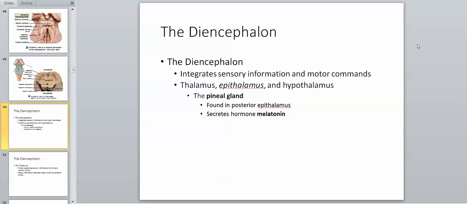All right, so in the last series, we talked about the brainstem. We focused mainly on the brainstem, starting with the medulla oblongata, then moving into the pons, and then the midbrain. Now we can start to talk about the diencephalon, which is between the brainstem and the cerebrum.